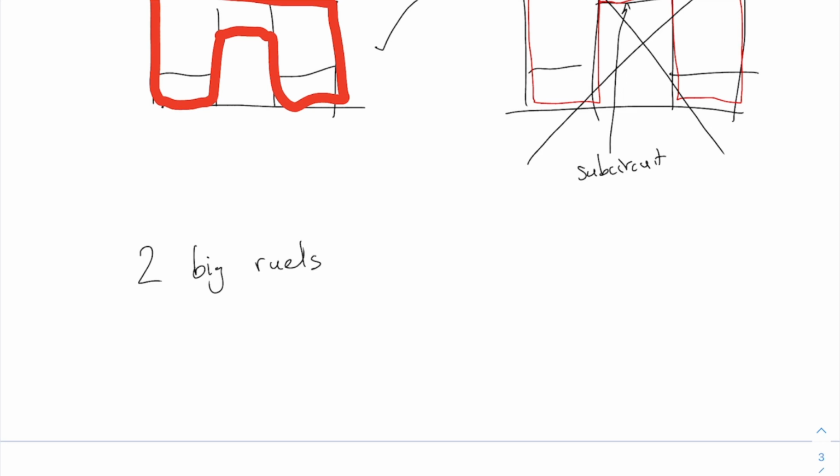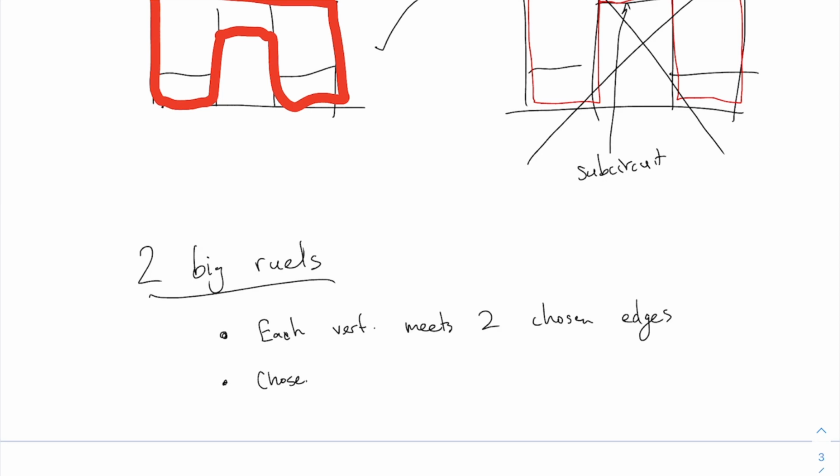So 2 big rules. I wrote rules with a U-E-L. 2 big rules about this is, the first one is what I said before. I'm just summarizing here. Each vertex meets 2 chosen edges. And the second rule is the chosen edges never make a subcircuit.